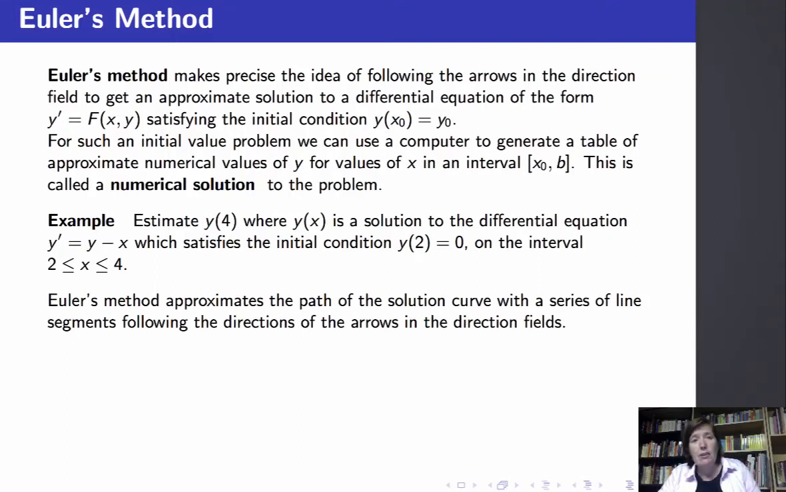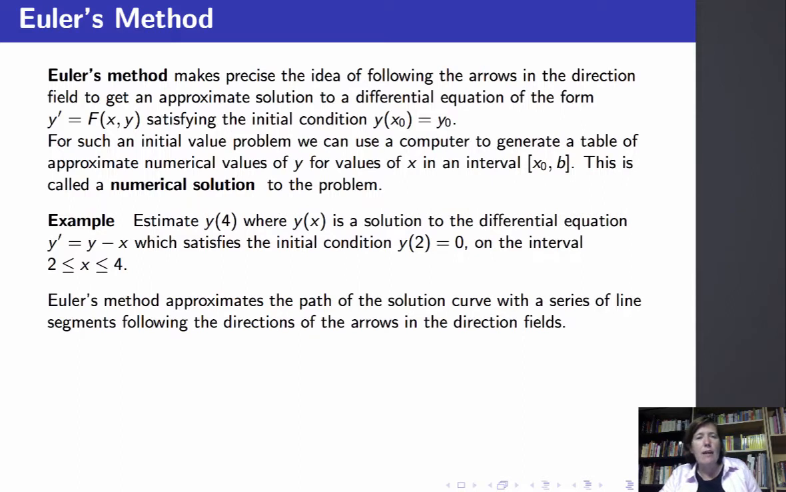Now, instead of actually drawing the direction field, it would be much easier if we could find an algebraic formula to give us the actual values of these points along this approximating curve that we get from Euler's method. So remember, Euler's method is going to make precise this idea of following the arrows, and we're talking about an equation y prime is f of x y, where that f of x y is some formula in x and y, and we're looking for a solution which satisfies the initial condition y of x naught equals y naught.